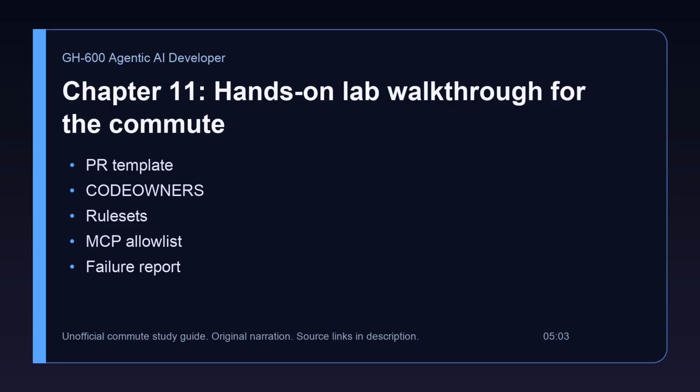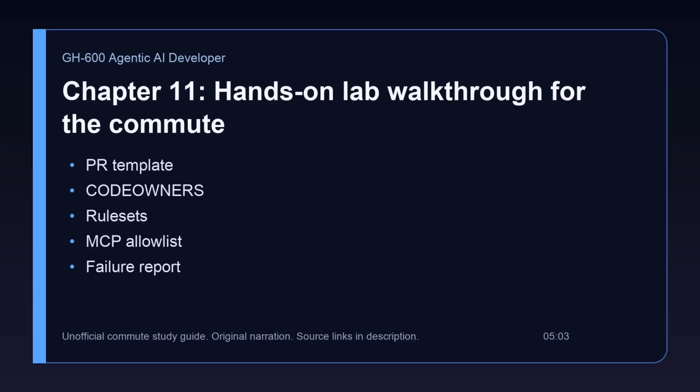Lab 7. Sketch an MCP list. List each MCP server and the reason it is allowed. If you cannot explain why a server is needed, it should not be there. For each server, name allowed operations, blocked operations, and audit expectations. Remember, MCP is not just convenience. It is capability, and capability needs boundaries.